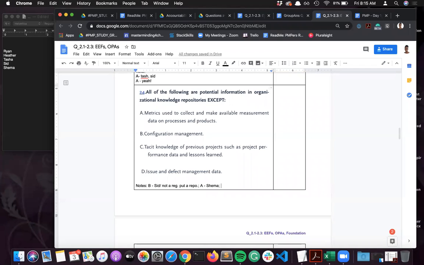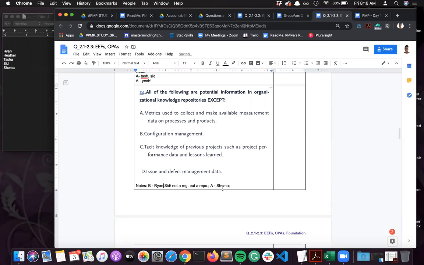I don't know. I'm thinking B because all the others look like they would be in a repository. Okay. I don't know why. I have a question on tacit knowledge. Isn't tacit knowledge something that you can't really write down? It's just what you have learned through the process of doing things. Like it's in your mind. Actually, I forgot what the exact definition was myself.